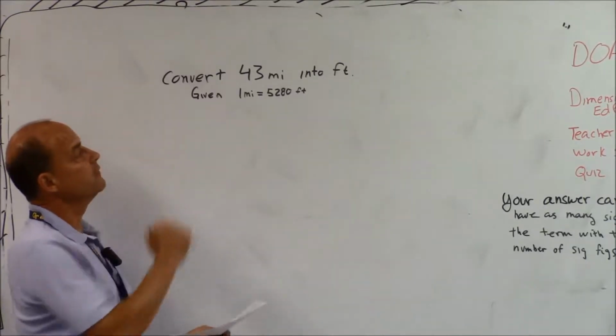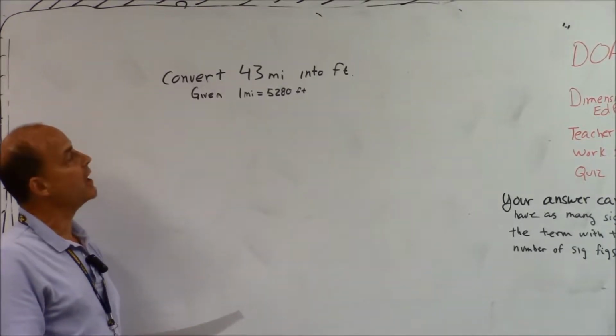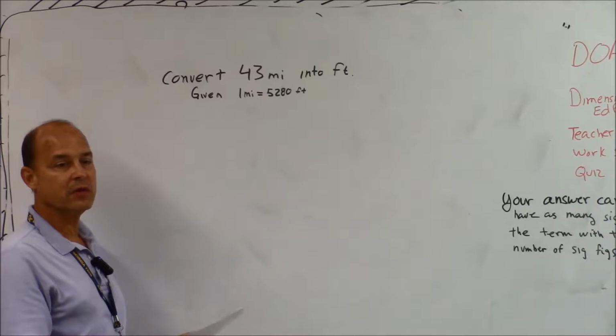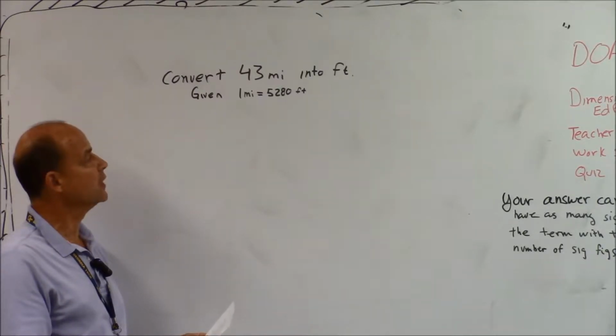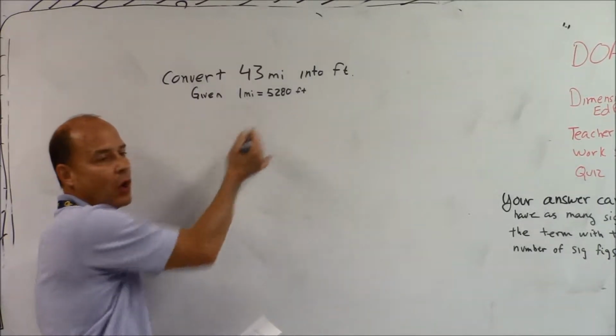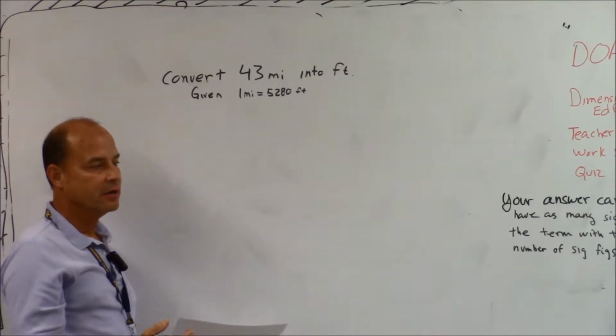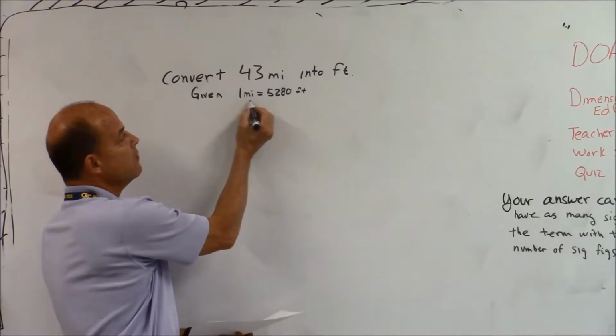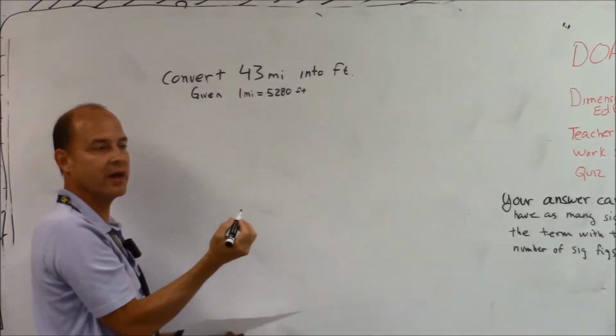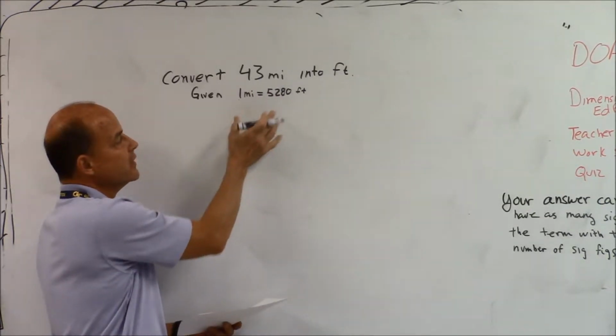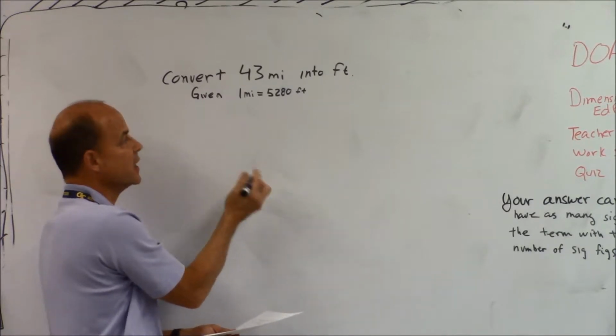So the first problem is convert 43 miles into feet. 43 miles, convert 43 miles into feet. Given, you have to be told somewhere. If you're going to be given these unit conversions, you have to be told some equivalent statement. 1 mile equals 5,280 feet. Now that's an equivalent. That gives you some information that you can use when you set it up.